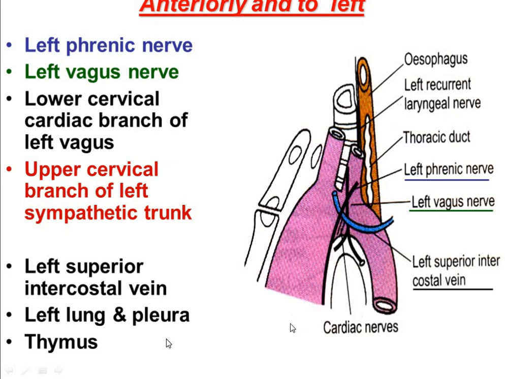So anteriorly, if you remember the mediastinal surface of the left lung, you view the arch of aorta around the root of the lung. So left lung, left pleura with the left superior intercostal vein. This picture you had drawn in relation to the mediastinal surface of the left lung.